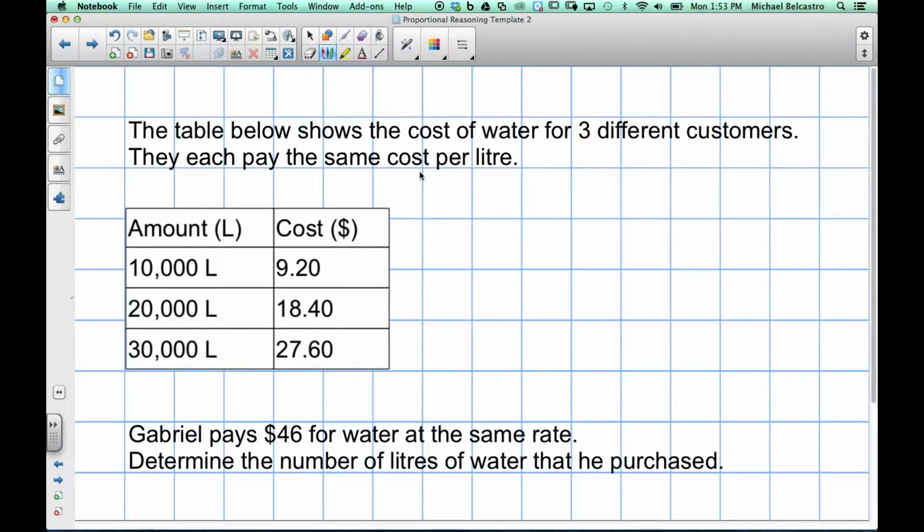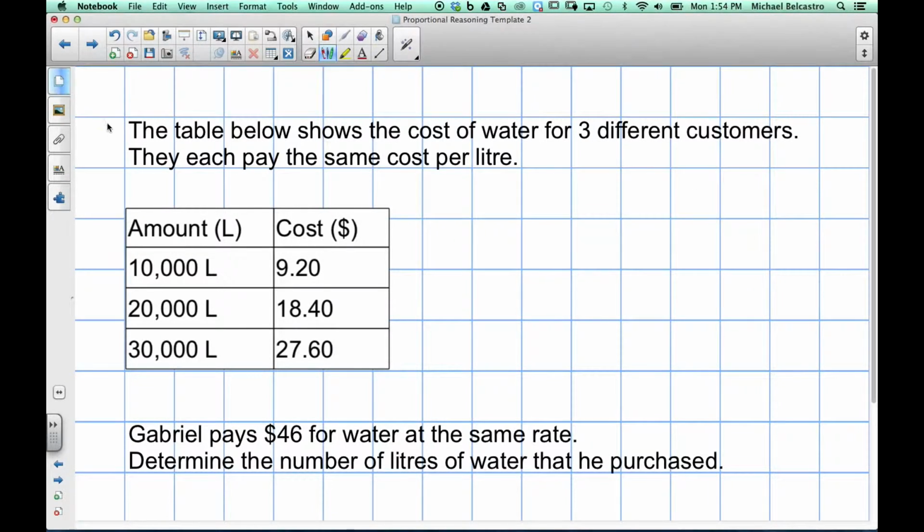Okay, so let's get to our question here. We have a word problem. I'm going to read through it once, and then read through it a second time, highlight important information, and try to come up with a method to solve it, in this case using equivalent ratios.